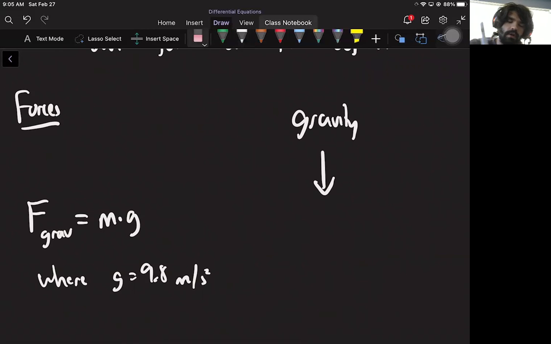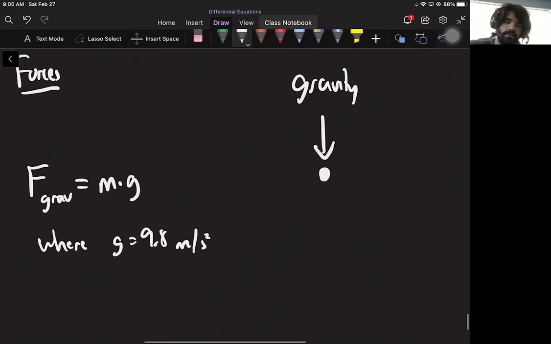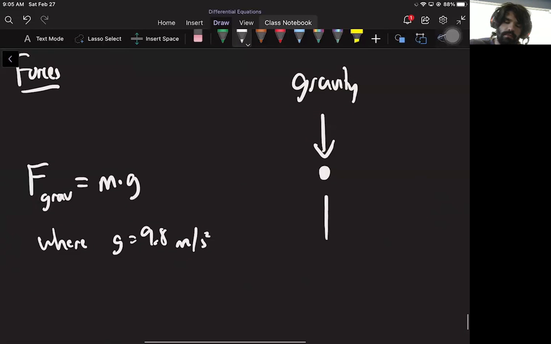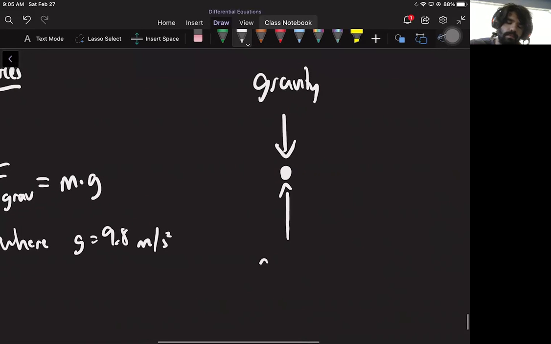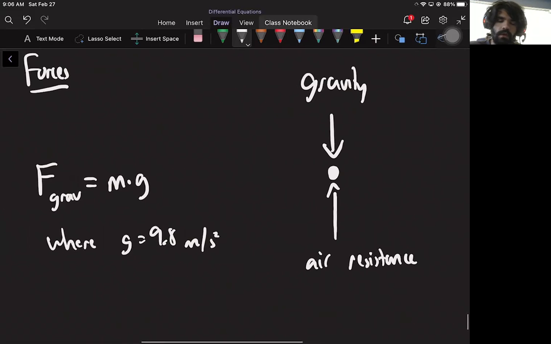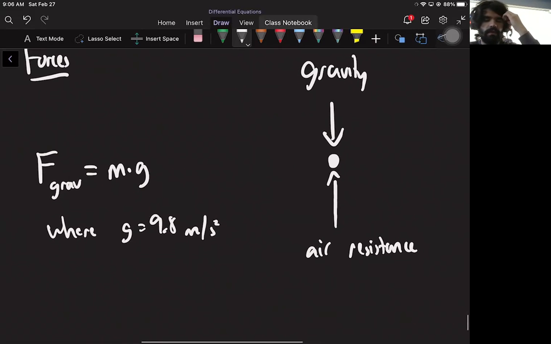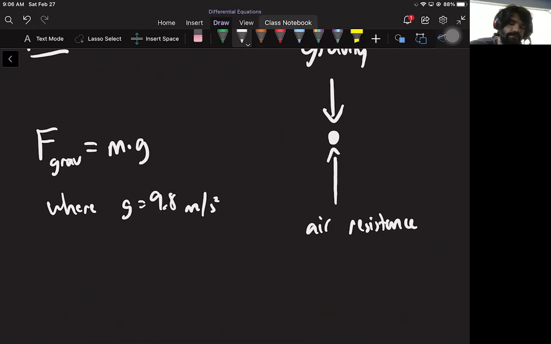So maybe let me redraw it like this. So here's the object. You can think about gravity as pushing it down, but there's another force pushing it up, which is air resistance. Air resistance is pushing back up. It doesn't stop it, so you're falling harder than it's pushing you up, but it's there. And I'm going to call that force F sub air.